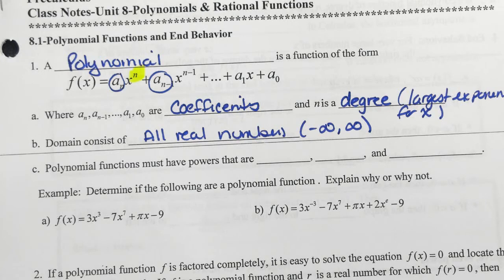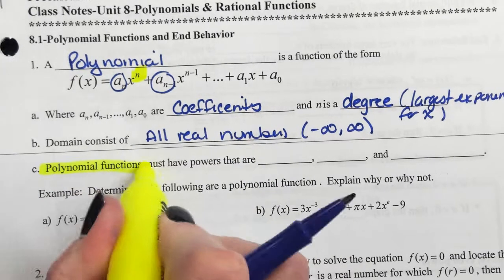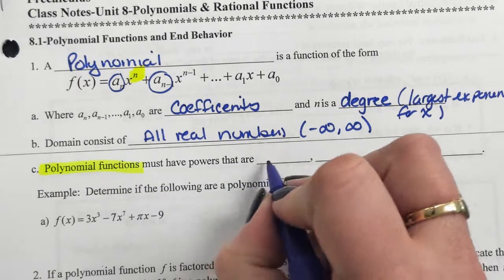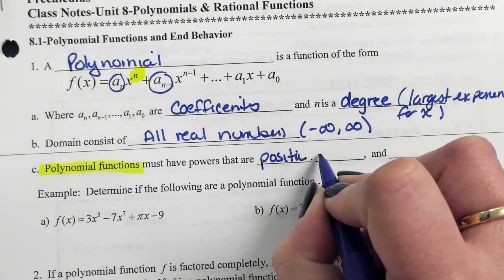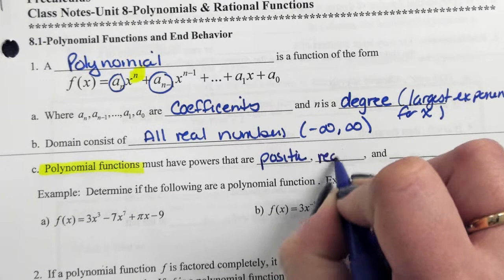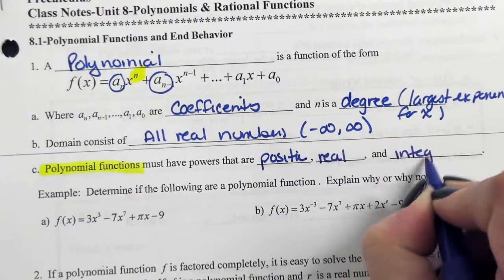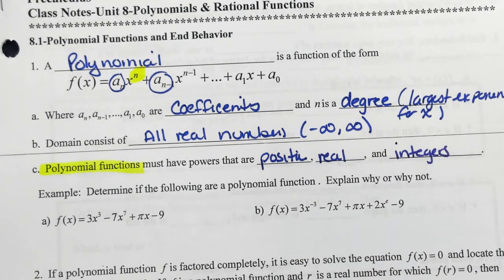Polynomial functions. Now, this is the critical thing. To be a polynomial function, you must have powers that are positive, real, and integers. What's an integer? When I say an integer, yes, it's a number. Very good. It is a number. What kind of number is it? Whole number. It can't be a fraction. It can't be a decimal. So remember, all the exponents have to be positive, and they cannot be imaginary. They have to be real.